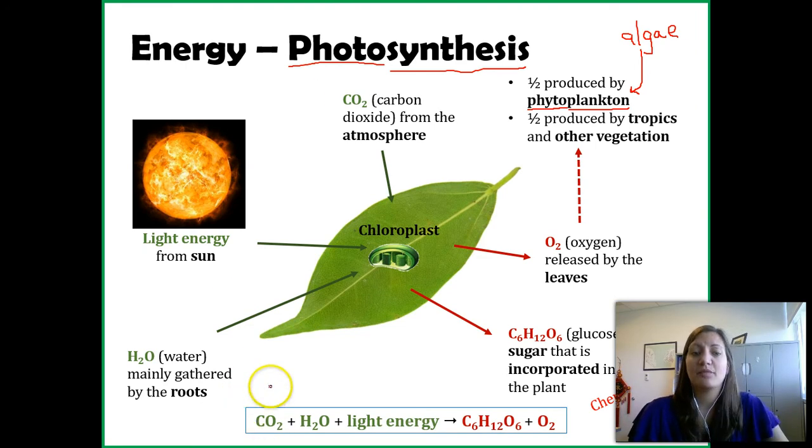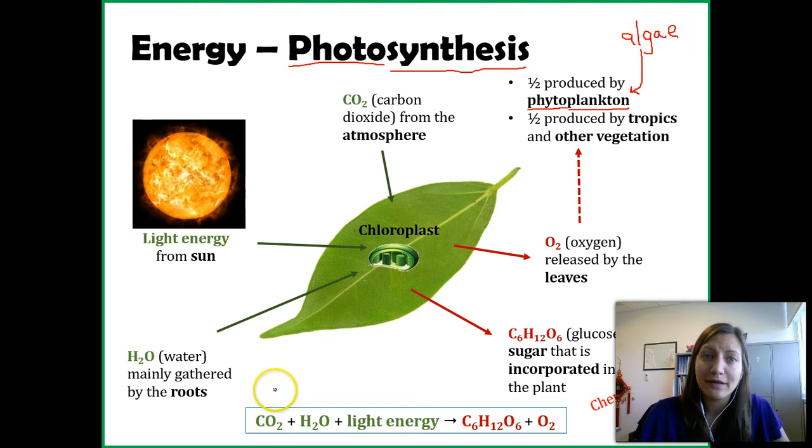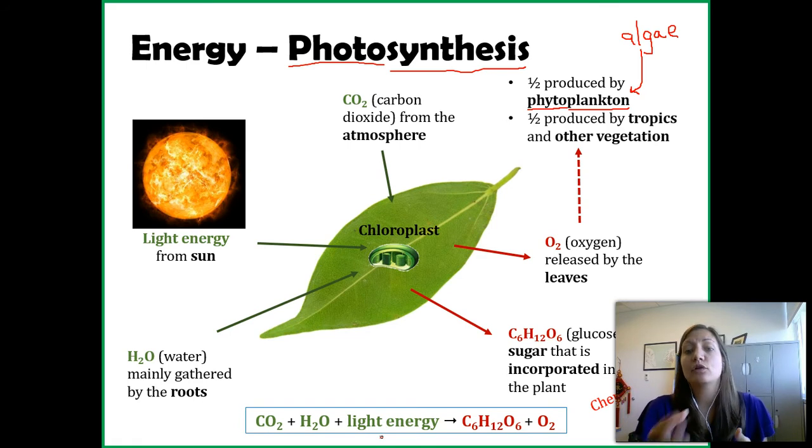Now down here that just popped up is just another way of expressing this. This is the chemical formula of photosynthesis. So we have our carbon dioxide plus water plus light energy. When you have those three ingredients, in the chloroplast, those plants will create this glucose, the C6H12O6, and oxygen. On a test, I'm not going to ask you to balance this.